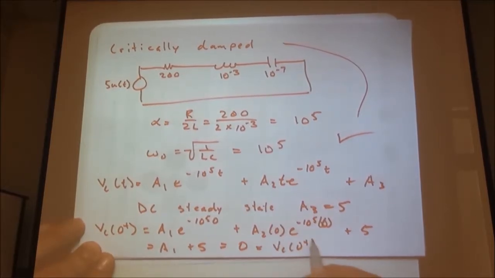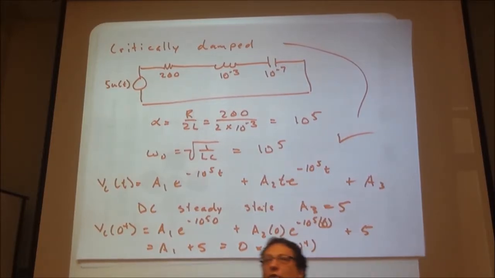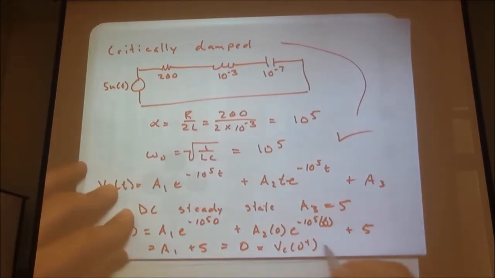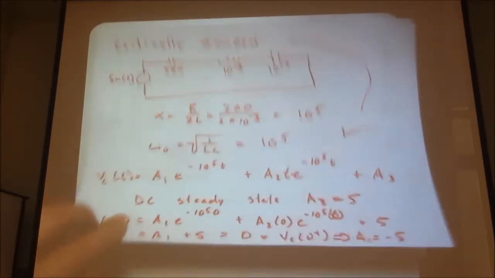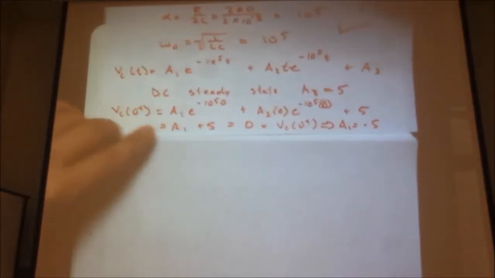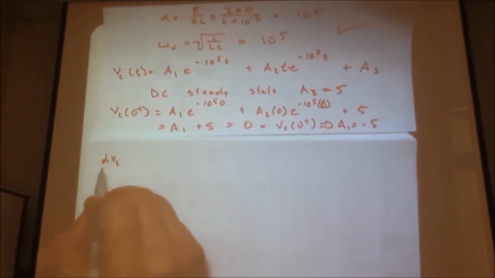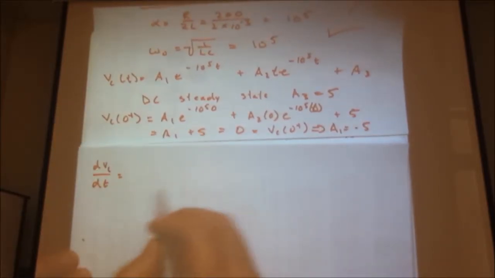Vc(0+). So for the critically damped case, things fall apart fairly straightforwardly. DC steady state for a step function gives you A3. Initial condition gives you A1. And again, you can name the constants what you want. In this case, A1 equals minus 5. And then dVc by dt. I guess a little bit exciting. We have to do chain rule differentiation. It's probably been a while since we've done that.